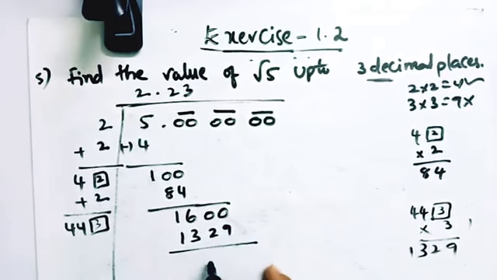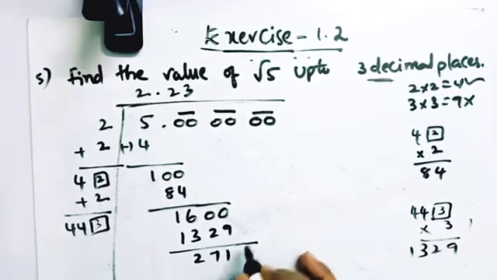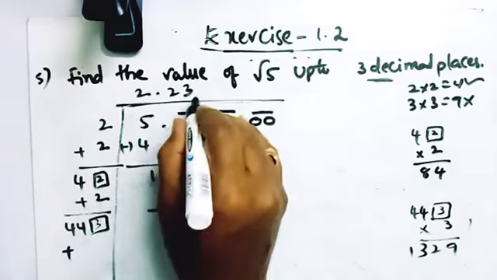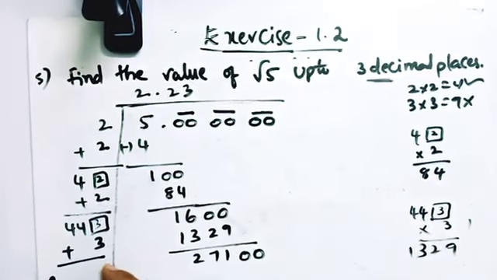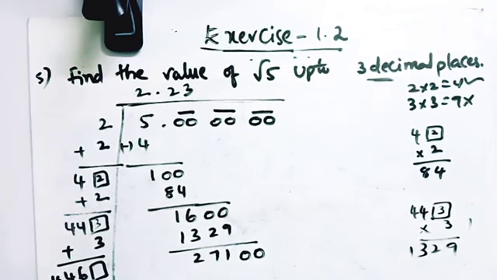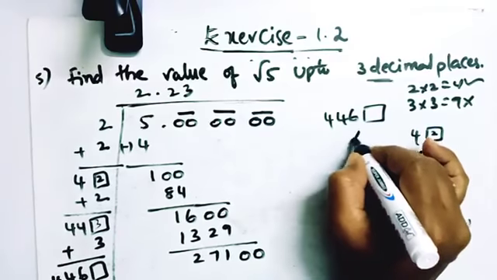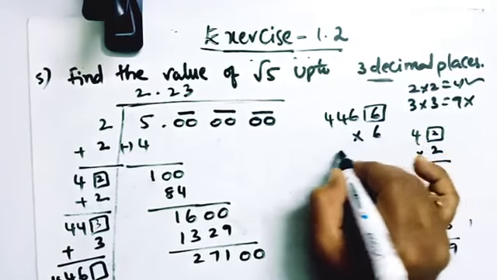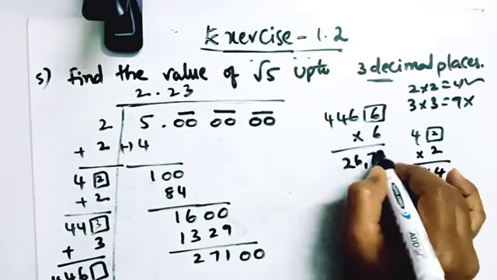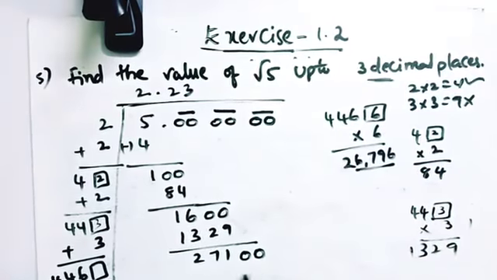1329. If you are subtracting you will get 271, and take one more pair down. Again you should add this 3 here, double, then that will become 446. Now one more box here we need, so the 446 box. I'm taking 6, so that you will get 26,796 as the answer.